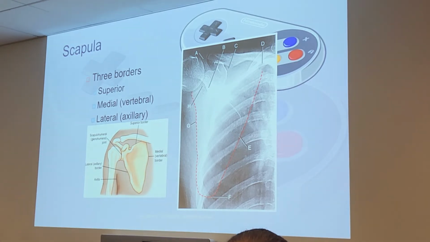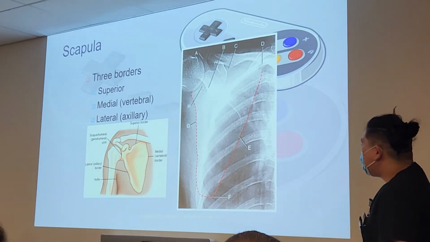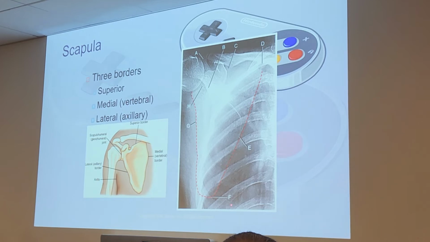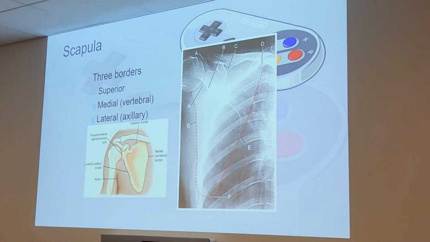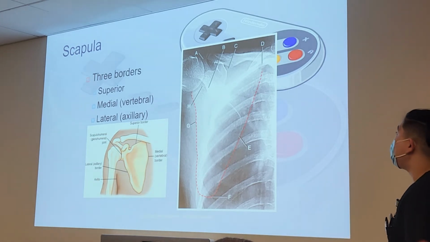Should have viewed a little more. That's not fun. What about F? Down here, inferior angle. We already went over G. H. Glenohumeral joint? Or glenoid fossa? If we're asking for the landmark, it's the glenoid cavity, glenoid fossa. If we're asking for the joint, glenohumeral joint.